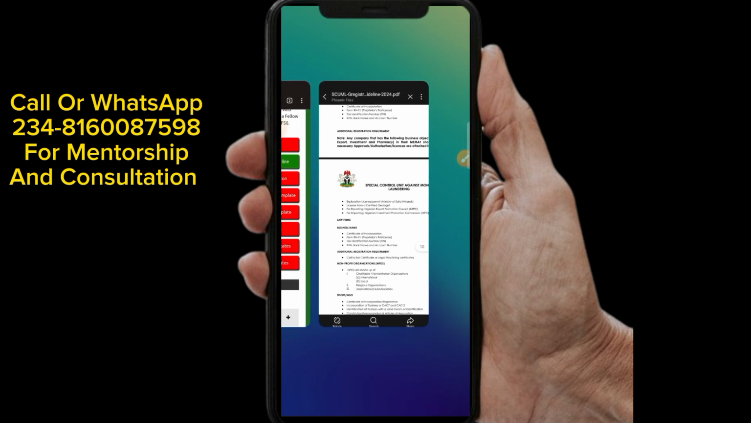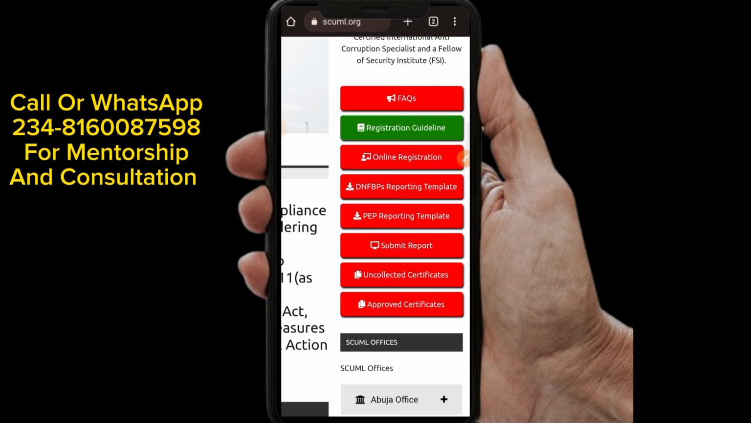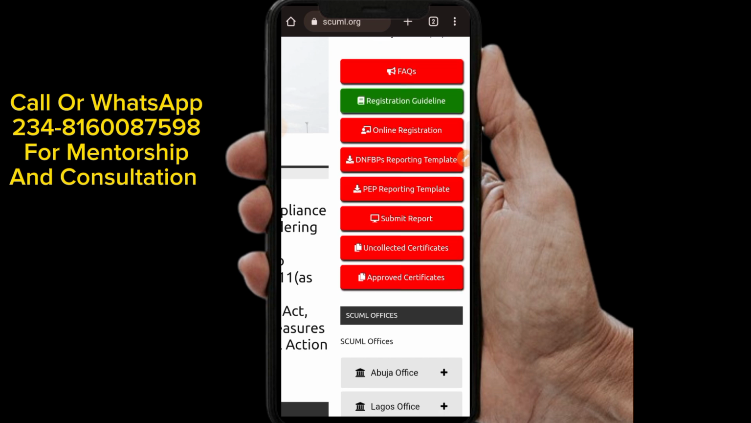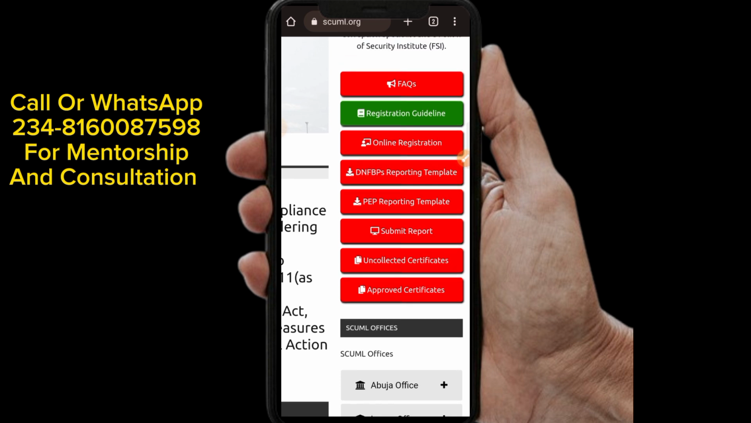After you have done that, you want to go to their website and click on online registration. But the thing you need to take note of again is that all the documents required, you need to download them on your phone. That's the first thing. Then the second thing is to get them in PDF format, and each PDF must not be greater than, I think, 2 megabytes. You can use different online platforms to generate the PDF format for you.